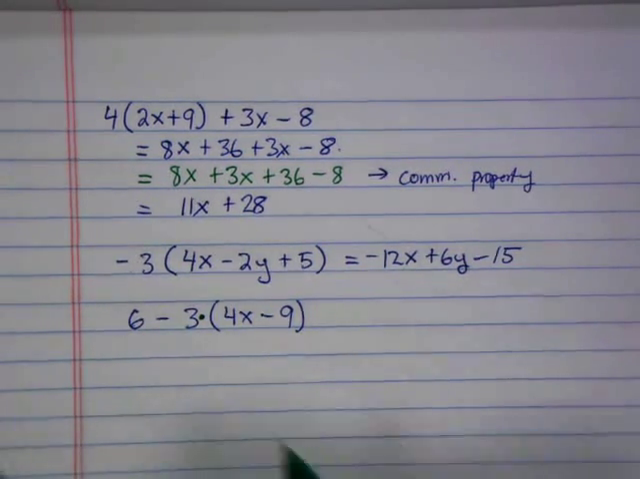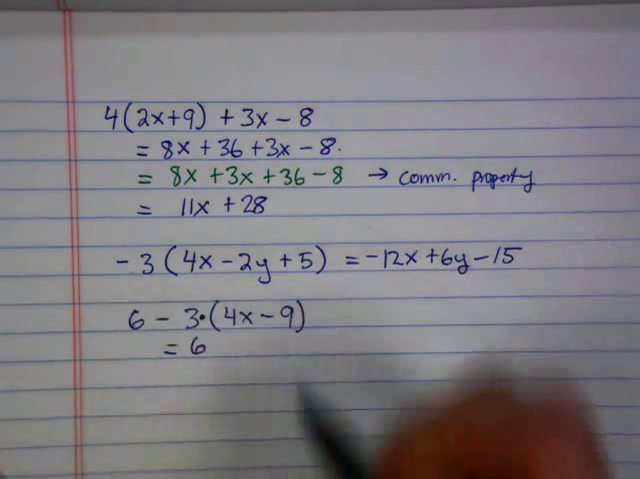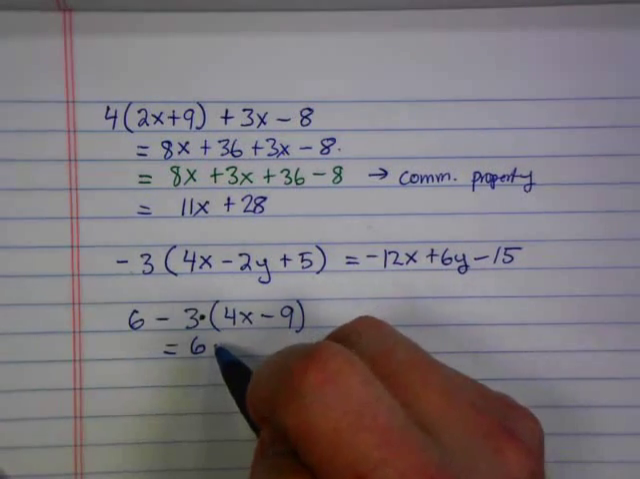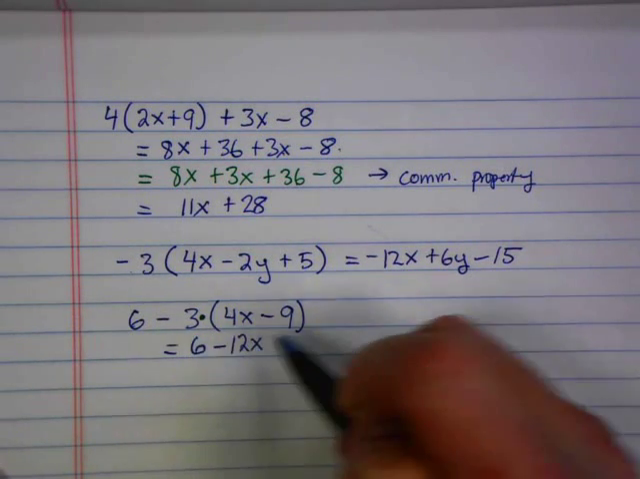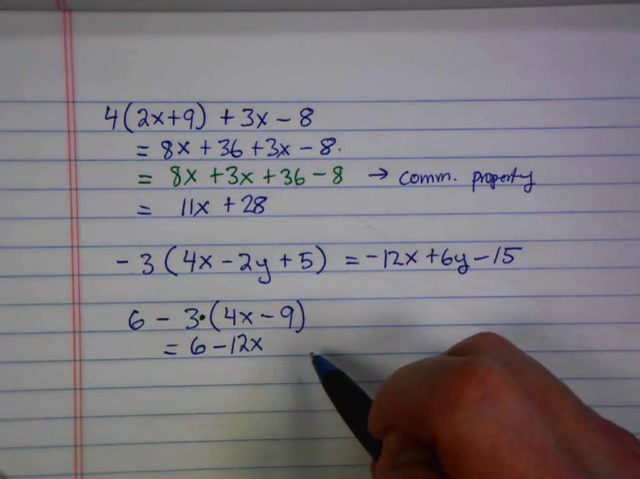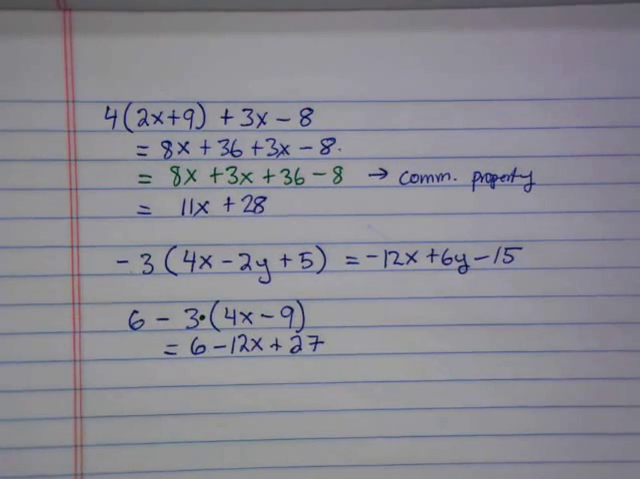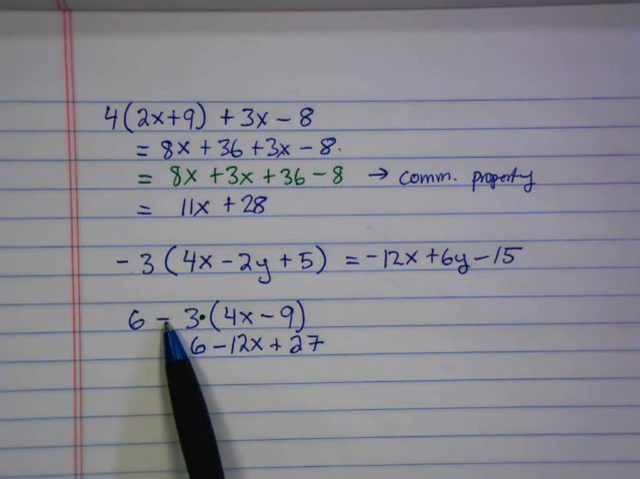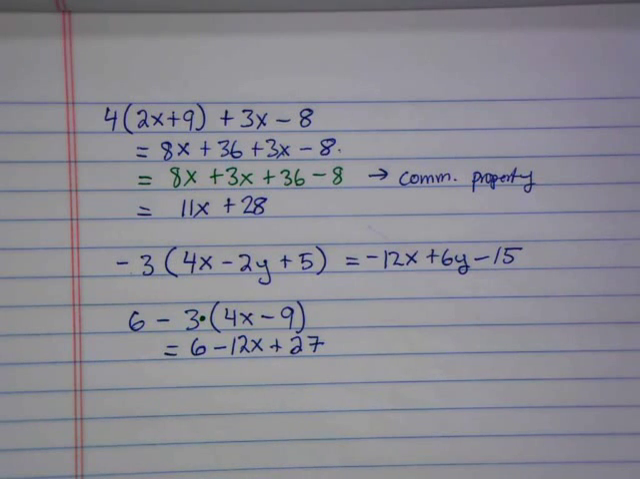What you're going to do is go 6, and then you're going to distribute, and you're going to have negative 12x plus 27. Excellent. Why is it plus 27? Because you're distributing a negative 3, and that sign has to go along. Negative 3 times negative 9 is positive 27. And again, I'll see a lot of people put a negative 27 there.